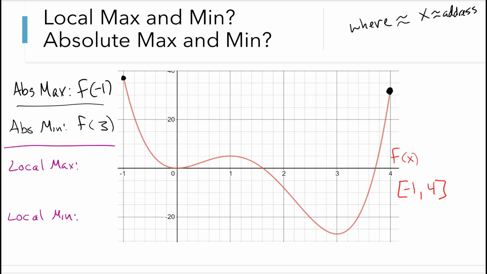Now, a local max and a local min cannot occur at an endpoint. Local max and min can't happen at endpoints. Okay? There has to be something to the left and to the right of it. All right, just by the definition, the way they work. Don't put too much thought into this.